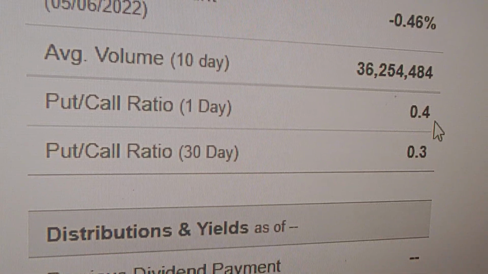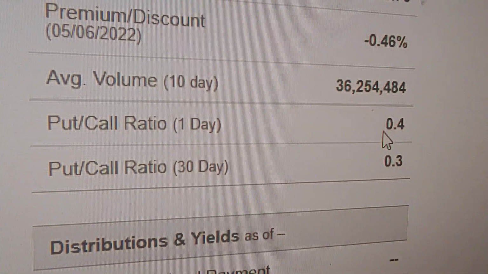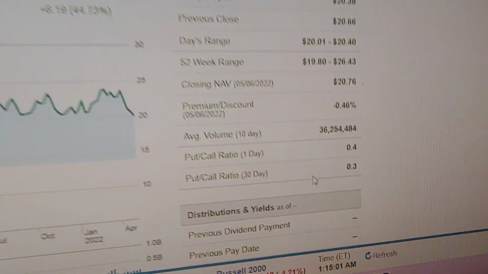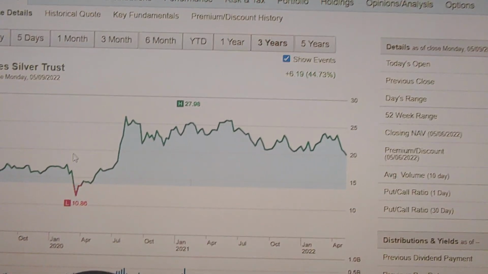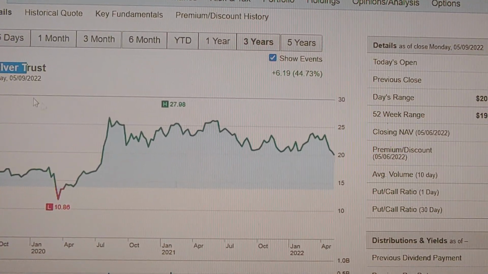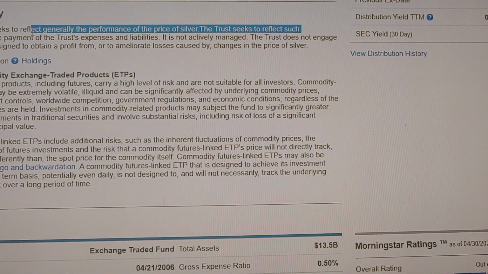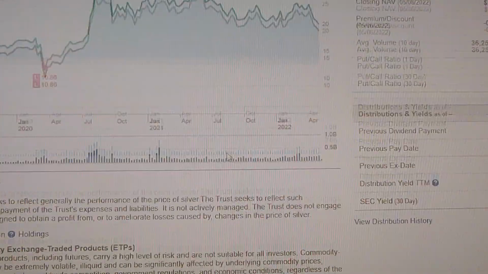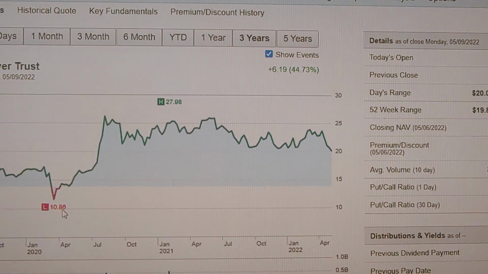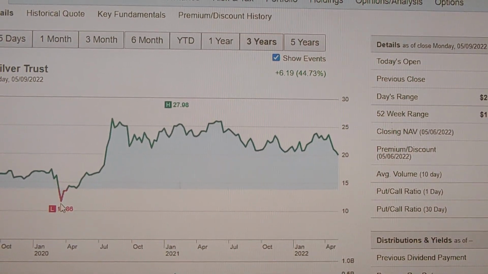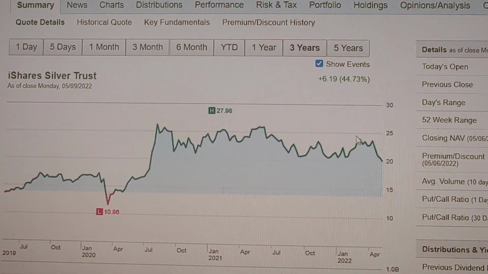Well, anything under 0.6 means the market sentiment, which means all the investors believe that the price is going to go up. And I don't blame them because the iShares fund for silver is basically a representation of silver. As it says here, this investment seeks to reflect generally the performance of the price of silver. So if you're into silver, even when the price did dip to $10 and you were into commodity exchange, you could not purchase at that price because they increased the premium.